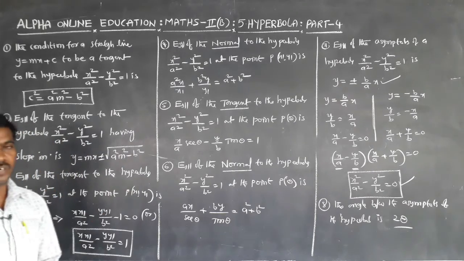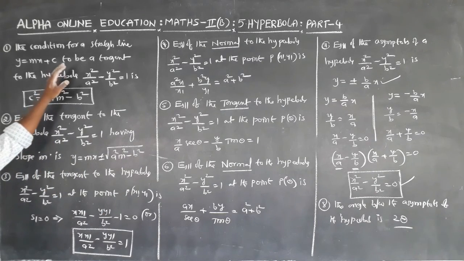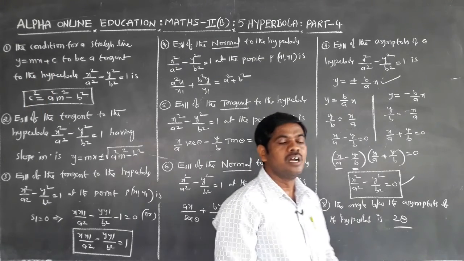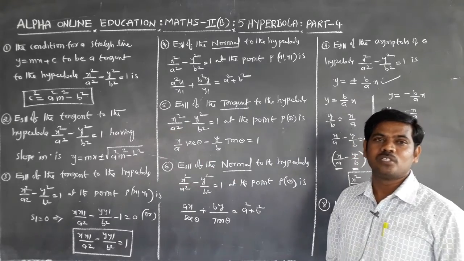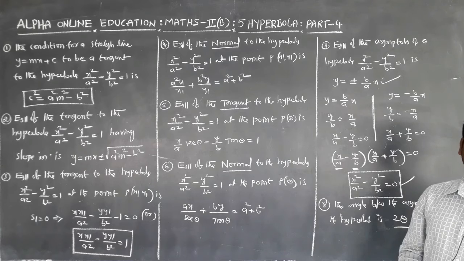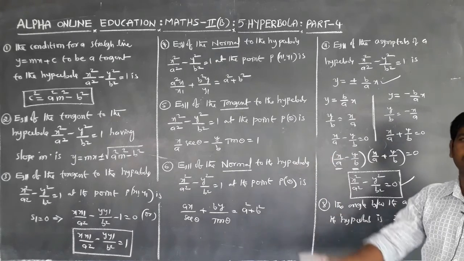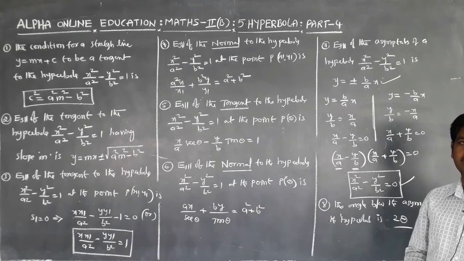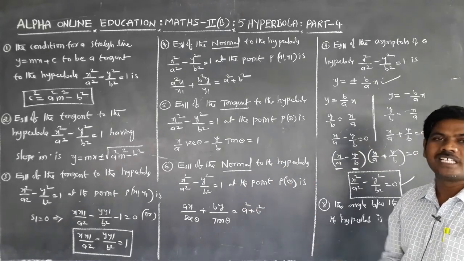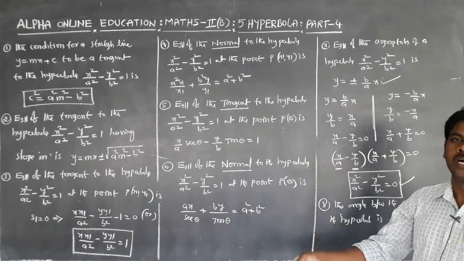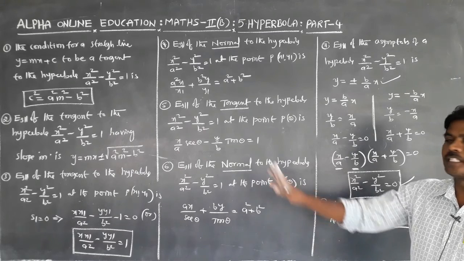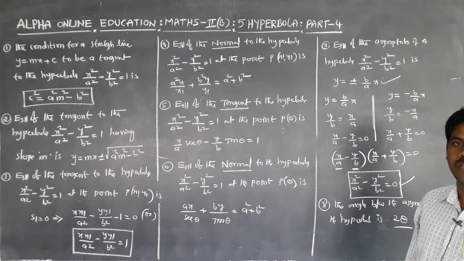These are the formulas. First one is the condition for the line y equal to m x plus c to be a tangent to the hyperbola: c square equal to a square m square minus b square. Second one is the equation of the tangent to the hyperbola having slope m: y equal to m x plus or minus under root of a square m square minus b square. Third one is the equation of the tangent to the hyperbola at the point P(x1, y1): x x1 by a square minus y y1 by b square equal to 1.